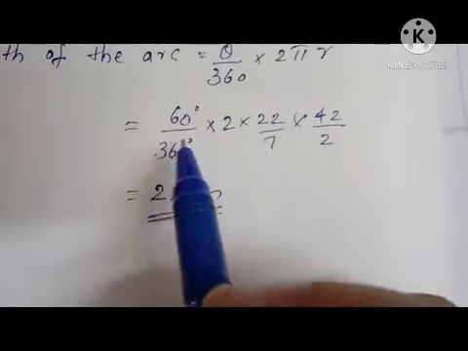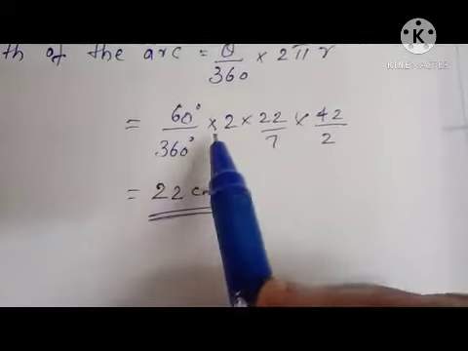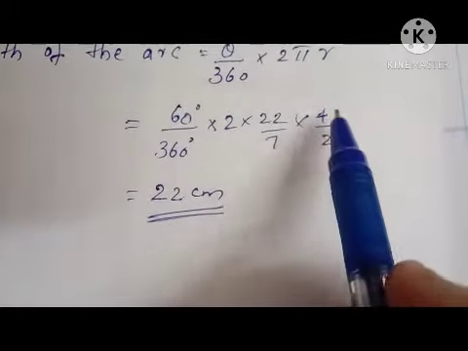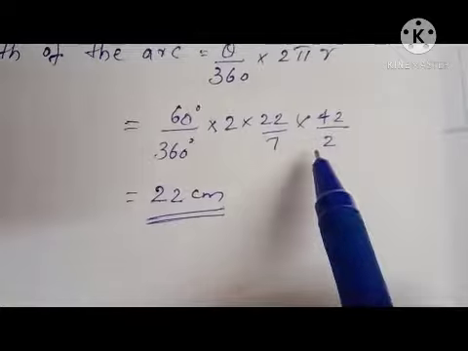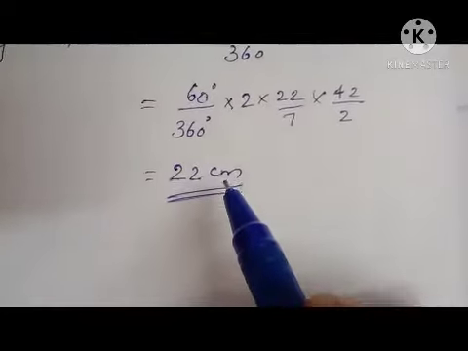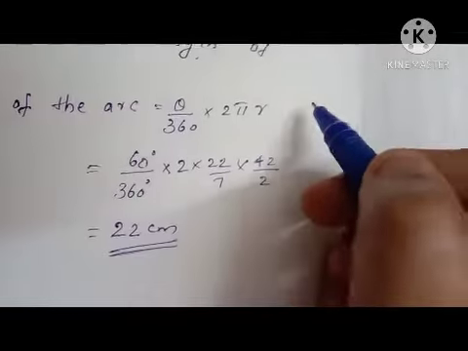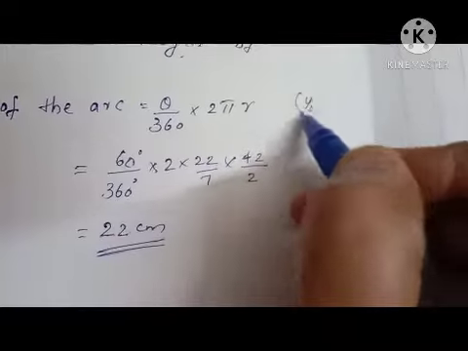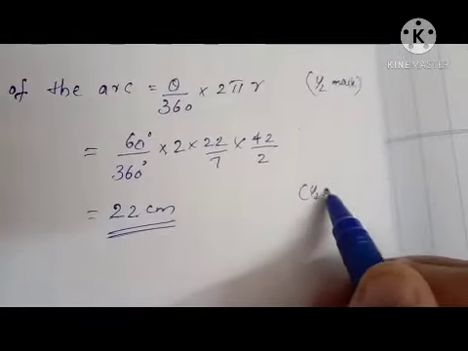Okay, the 60 and 360 we will get what? 6. That 6 and 2, then 3. Then 3 and 42, 14 times. That 14 and 7, 2 times. That 2 and 2 we can cut. Then which is remaining? 22. So 22 centimeters is the length of the arc. So a 1 mark question. So half mark for this equation and another half mark for the last answer.